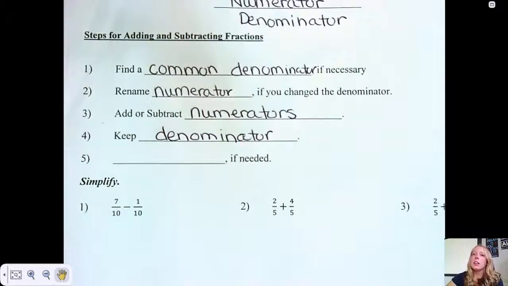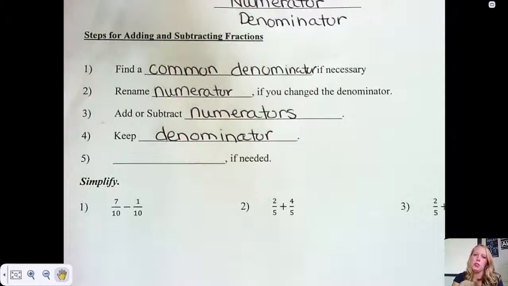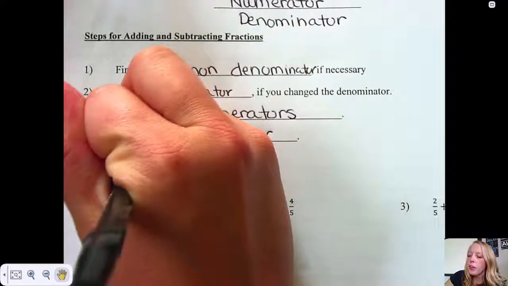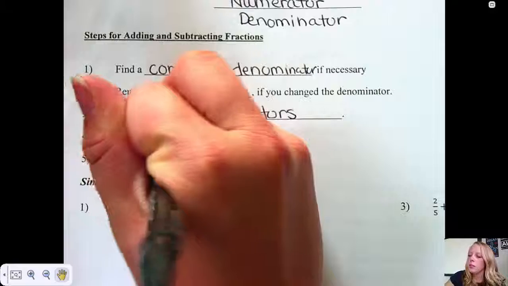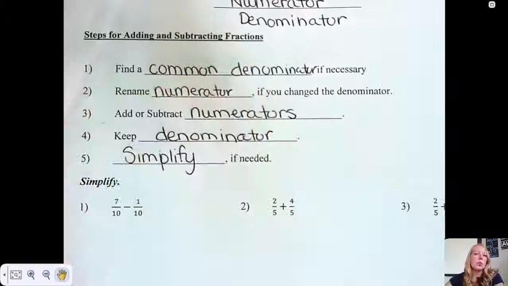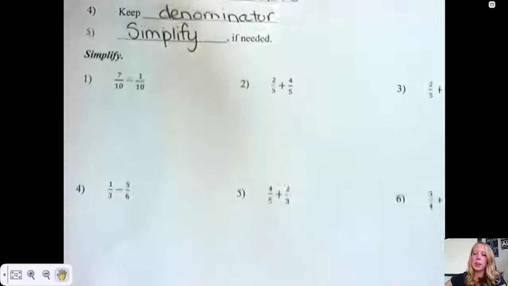And finally, the last step with all fractions, you don't even need to ask me if you should do this, is to simplify if needed. That means reduce the fraction if necessary. If you do not reduce a fraction correctly in the answer, I will have to take points off of your final answer. So please keep that in mind. It's very important that you reduce your fractions. So let's go ahead and practice a few together and then a couple on your own.